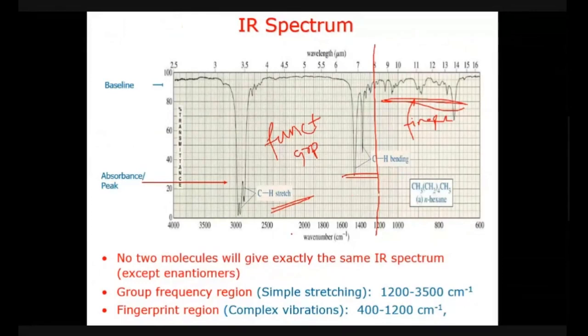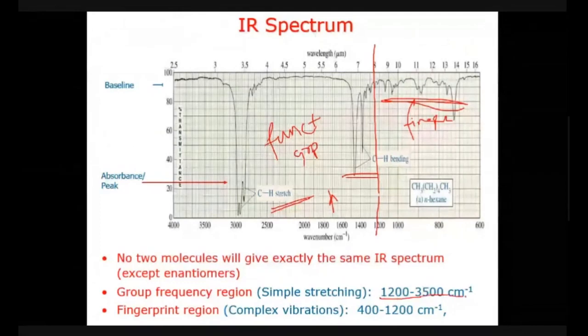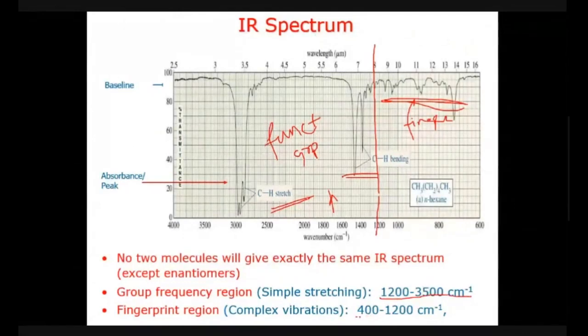Now, no two molecules will give exactly the same IR spectrum. The exception is enantiomers. This is your GPAT question: enantiomers give the same IR spectra. Now, this is the group frequency region, and it stretches from 1200 to 4000 centimeter inverse. The region from 400 to 1200 centimeter inverse is the fingerprint region. It is actually very complex, complex like your fingerprints. But as fingerprints are characteristic of a person, the peaks in this fingerprint region are characteristic of the compound.